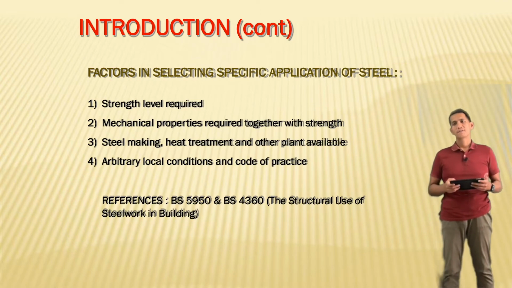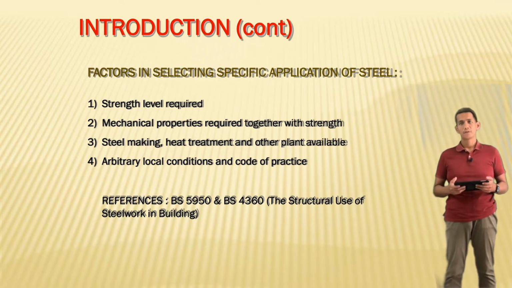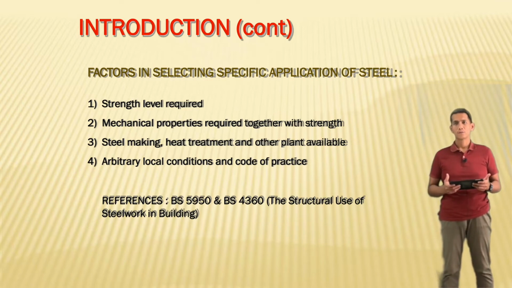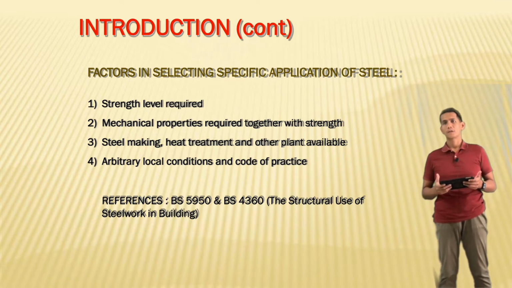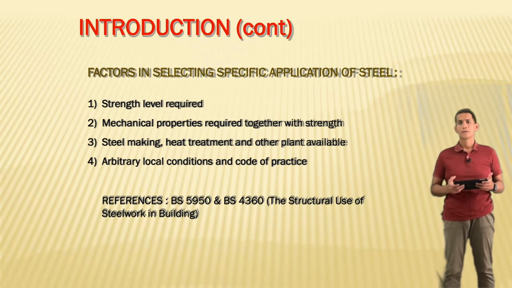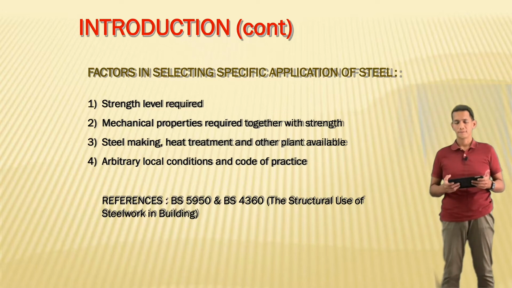What are the factors in selecting specific application of steel? Number 1, strength level required. What is the level of strength? Mechanical properties required together with the strength. What are the mechanical properties of the steel? Steel making, heat treatment and other plant available, and arbitrary local conditions and code of practice.